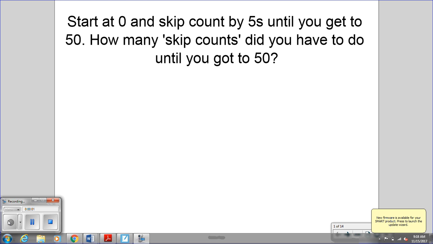At 0, we're going to skip count by 5s until we get to 50. And then we're going to need to figure out how many skip counts I had to do until I get to 50. Now raise your hand if you know how to skip count by 5s already. You're like a master. Perfect. Then I'm just going to have you call it out to me, and I'll write. So start at 0. Ready, set, what's first?